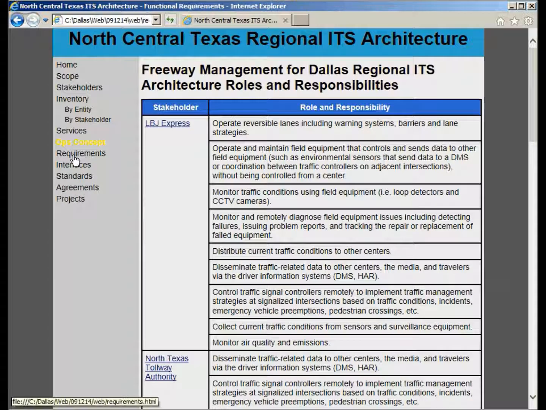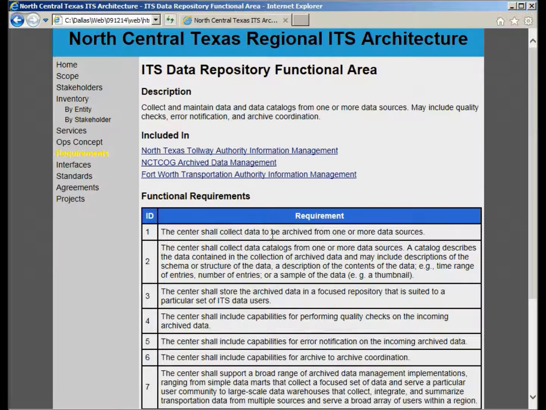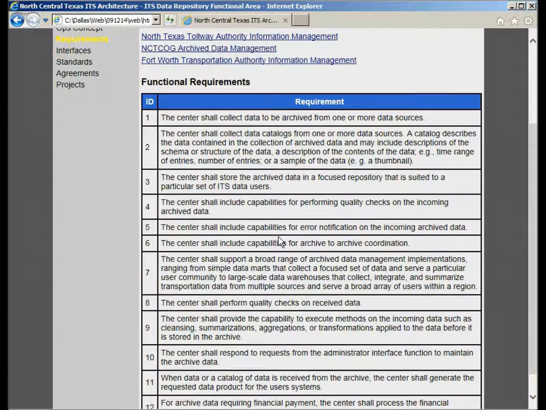Requirements describe the functions of the systems. Each functional requirement is a shall statement. By clicking on them, you can see what agencies participate and what functional requirements the systems will perform.